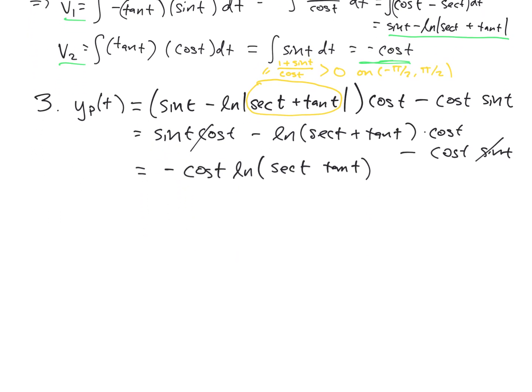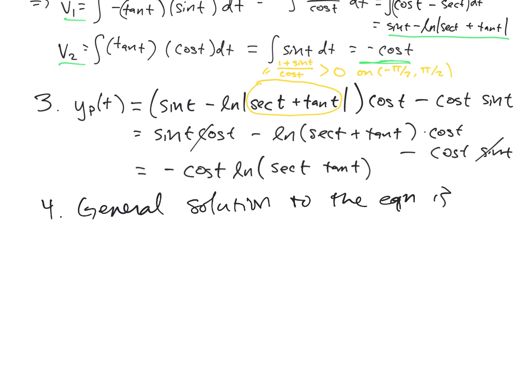But we're going to do a bonus fourth step, and we can find the general solution to the problem. And that's always going to look like y of t equals c1 y1 plus c2 y2 plus yp.